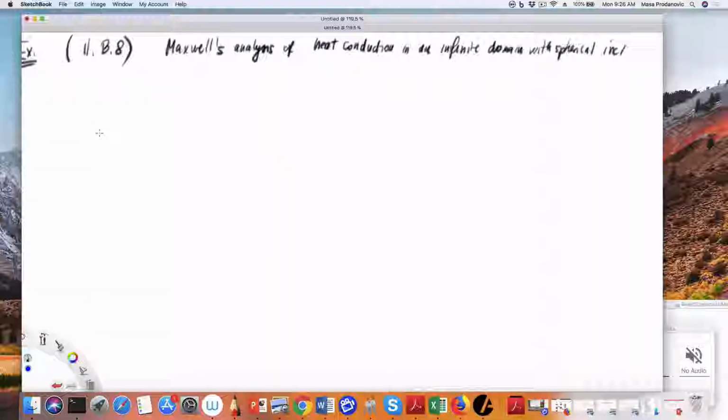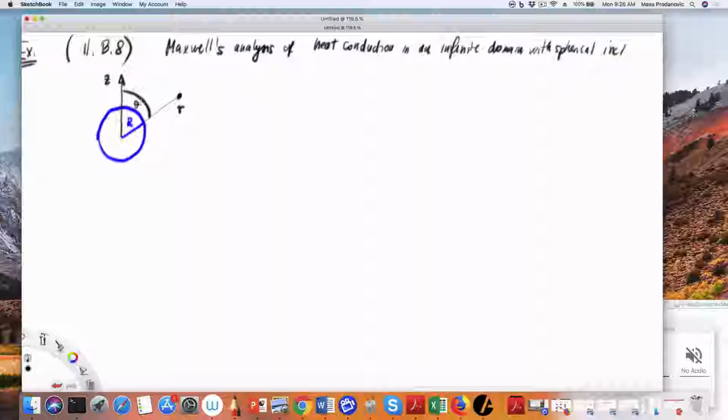So this is my spherical inclusion. It has radius r. I'm going to put my z direction because that's going to be my direction of the temperature gradient. But really, at some point away from the sphere, I have r and theta.